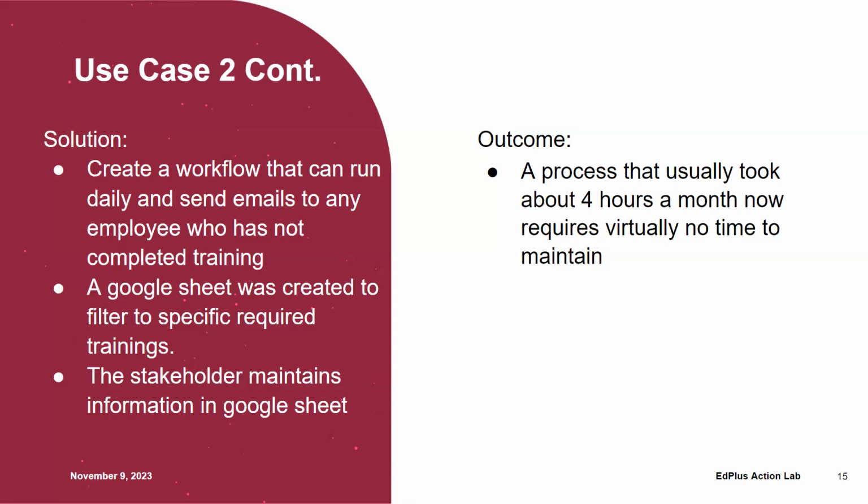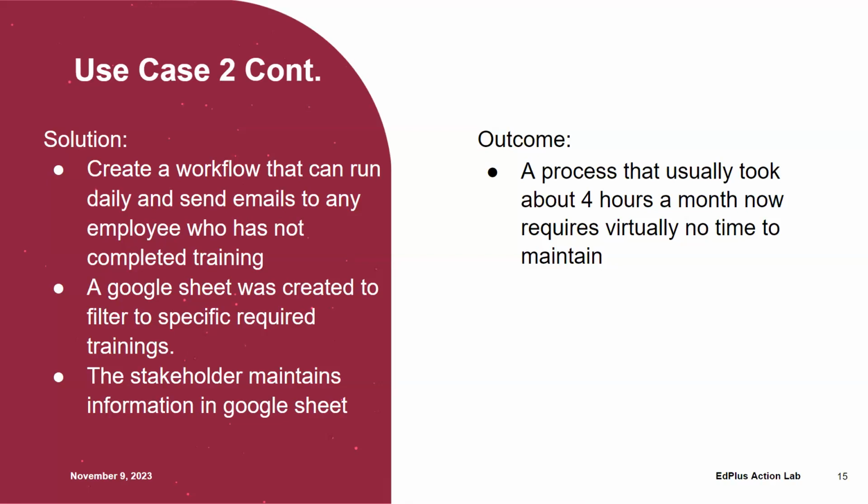Yeah. So the solution: create a workflow that can run daily and send emails to any employee who has not completed training. Create a Google Sheet to filter to specific required trainings. And we gave Dina the power to maintain that Google Sheet. So now basically, her 4 hours is virtually no time to maintain. Every once in a while, we get some false positives, or false negatives maybe, where something didn't update or we're a little behind on updating, and you get a reminder. If you've done it, just email Dina, and she'll tell you, don't worry about it.